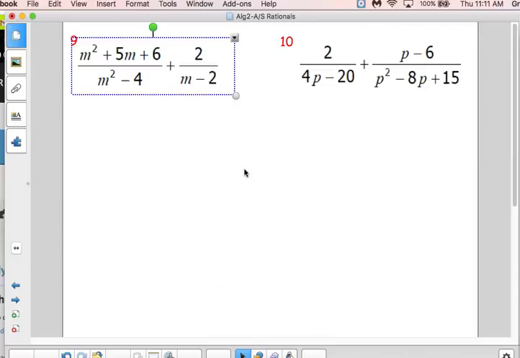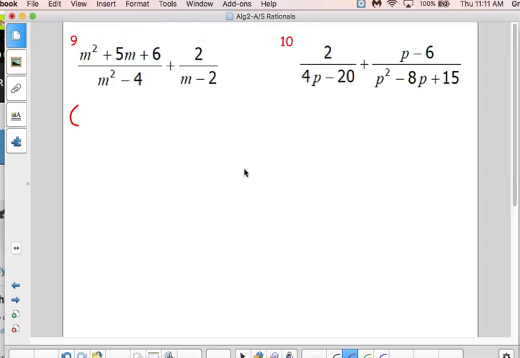Here, what should we do first? Get a common denominator, so we need to factor. What part gets factored? The bottoms only. Do not factor this, because if you factor this, you won't be able to do any adding over there. So we just factor the bottom. What does m squared minus 4 factor to? m plus 2, m minus 2. Can we do anything with the second guy? No.